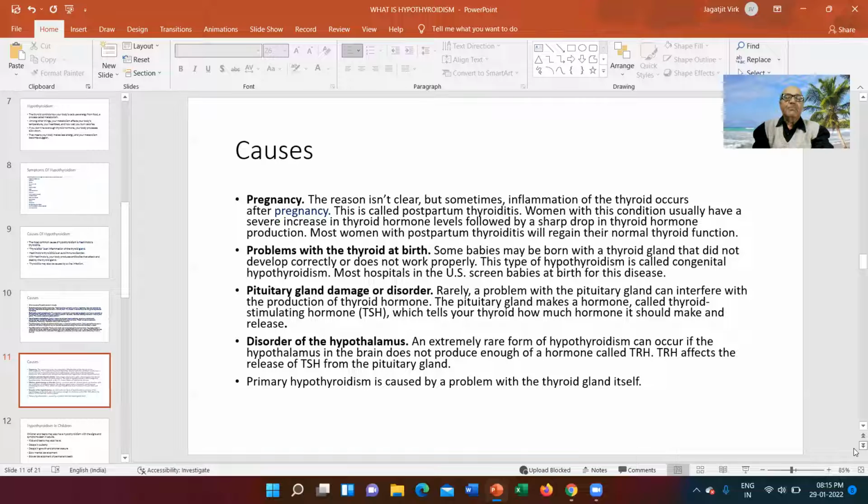Disorder of the hypothalamus. An extremely rare form of hypothyroidism can occur if the hypothalamus in the brain does not produce enough of a hormone called TRH. TRH is thyrotropin releasing hormone, which affects the release of TSH from the pituitary gland. Primary hypothyroidism is caused by a problem with the thyroid gland itself.